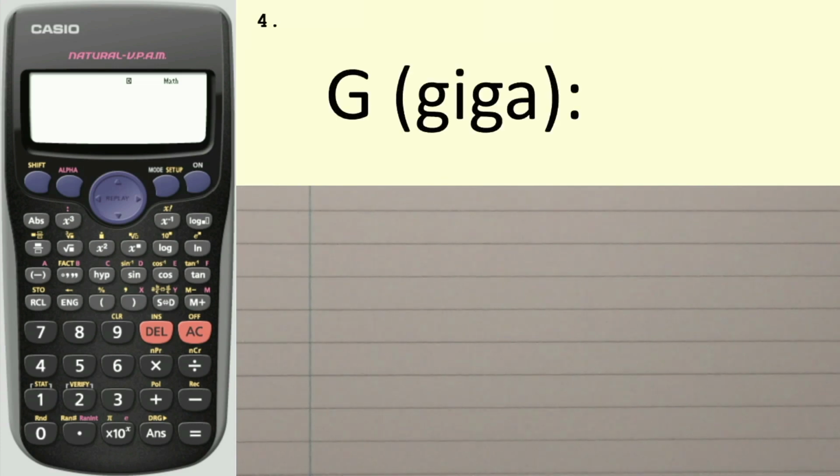Now, for the next one, number 4, we've got giga. Giga is, of course, times 10 to the power of 9. Of course, I remember the larger prefixes because I remember kilobytes, megabytes, and gigabytes. Gigabytes, of course, being more memory than a megabyte, and a megabyte being more than a kilobyte.